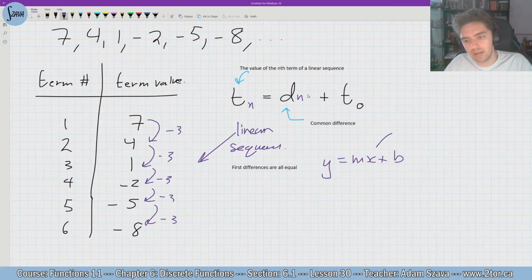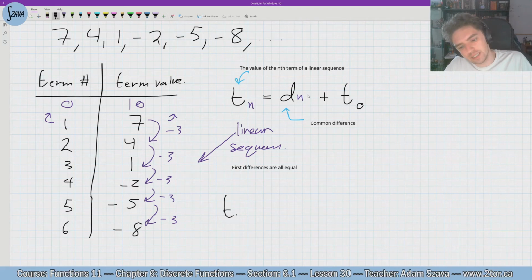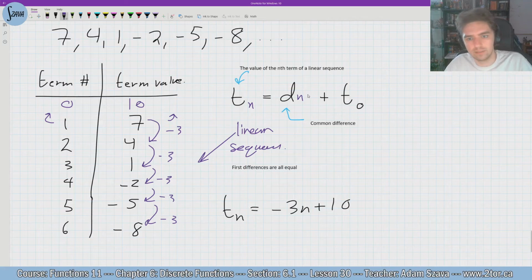We don't have to figure out x's. You just figure out what m and b are. So same thing here: you just have to figure out what d and t0 are. And t0 is, well, what if we went backwards one term to the 0th term? So undo the rule. If you're going down by 3 every time, going backwards by 1, you'd add 3. So it'd be a 10 there. That's the 0th term. And so finally, we know that this is t of n equals negative 3n plus 10. Let me just specify here.